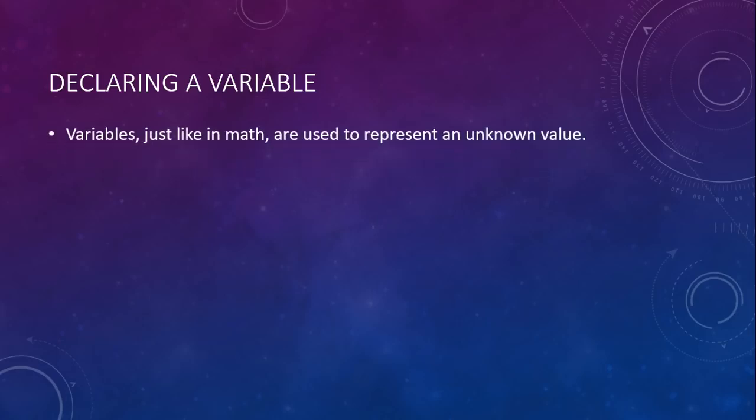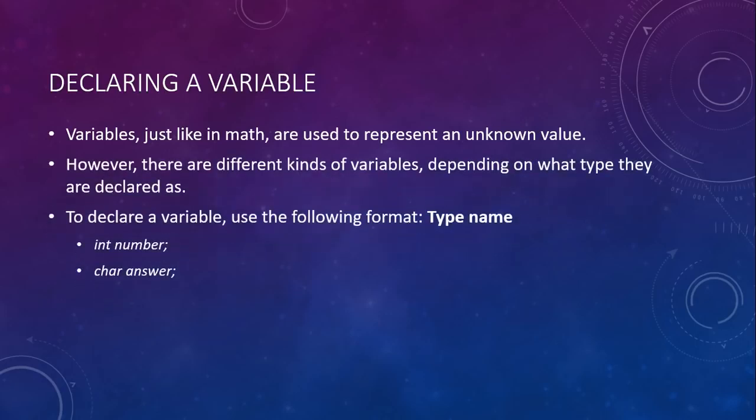So variables, just like in math, are used to represent an unknown value. However, there are different kinds of variables depending on what they are declared as. So if we want to declare a variable, we use the following format. The type of the variable, followed by the name. So for example, I can have int number. Int is the type, number is the name.